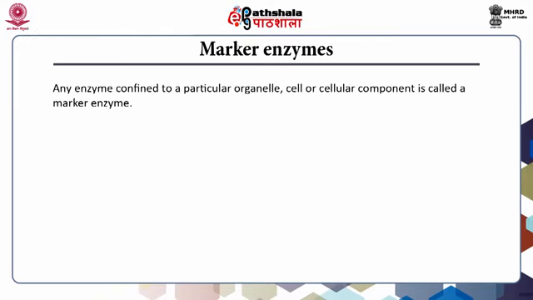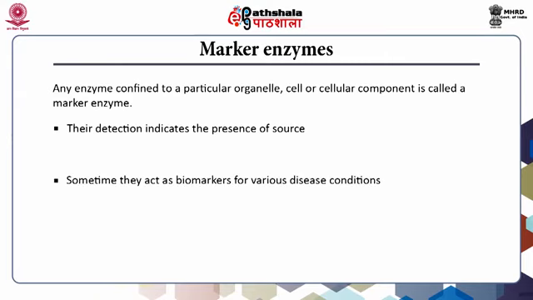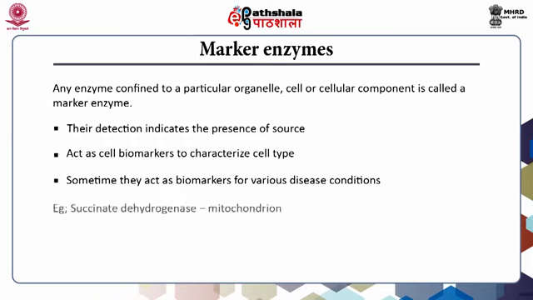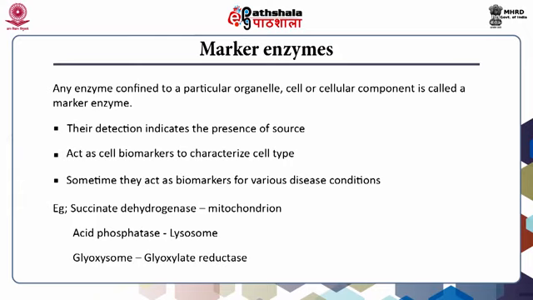Any enzyme which is confined to a particular organelle, cell or cellular component is called a marker enzyme. Being specific, their detection indicates the presence of the source. Marker enzymes are also used as cell biomarkers to characterize a particular cell type, or even sometimes as biomarkers for detecting various disease conditions. Examples: succinate dehydrogenase for mitochondria, acid phosphatase for lysosome, and glyoxysomes by glyoxylate reductase enzyme. A detailed list is included as table 1 in the text document.